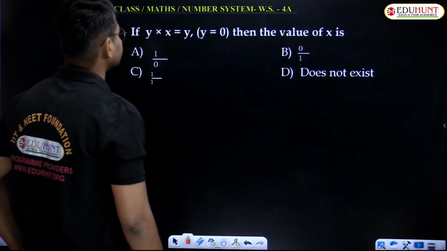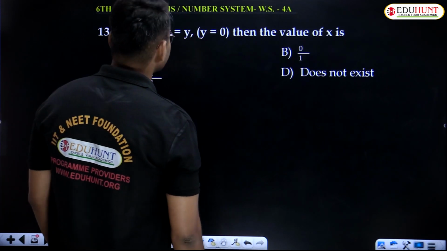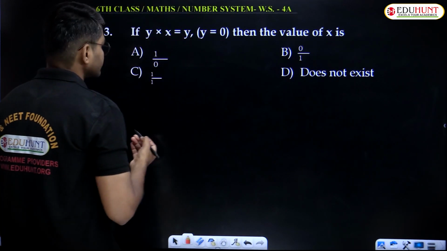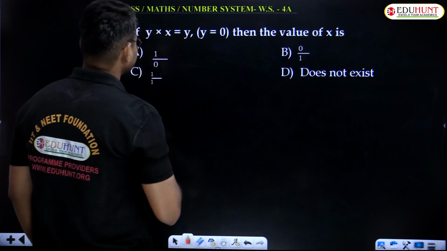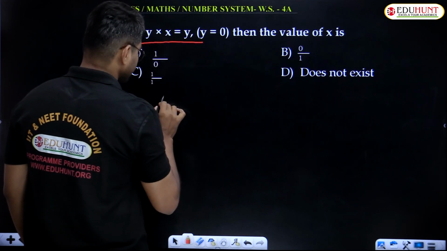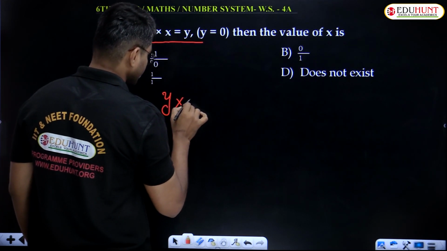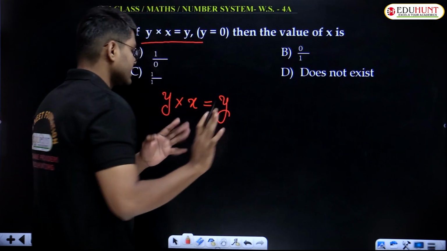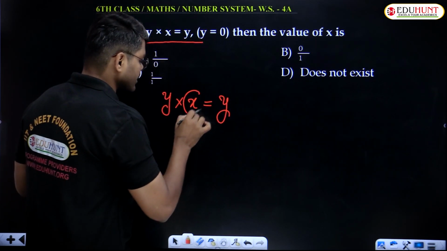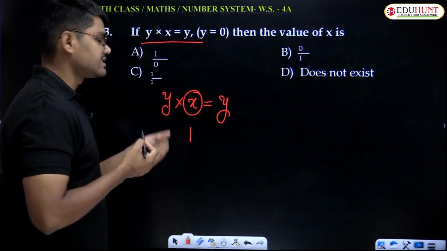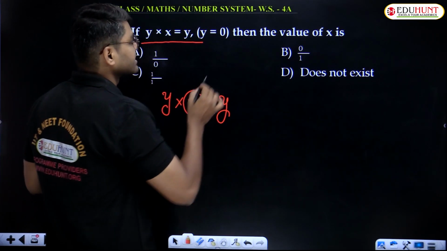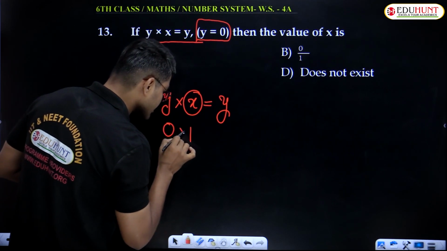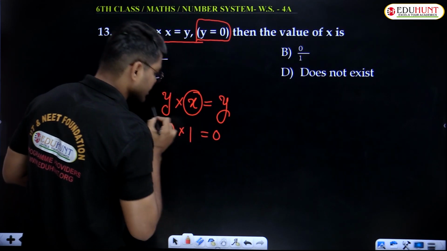This is a direct question. Y into x is equal to y. Y is equal to 0. Then the value of x is? Y into x is equal to y. See here, x must be 1 only. Y into 1 is equal to y always. But here the condition is y is equal to 0. That means 0 into 1 is equal to 0.